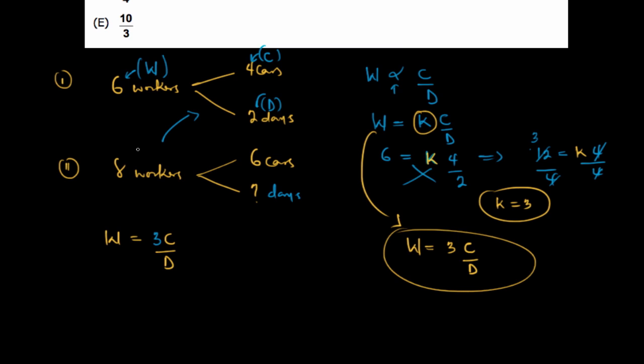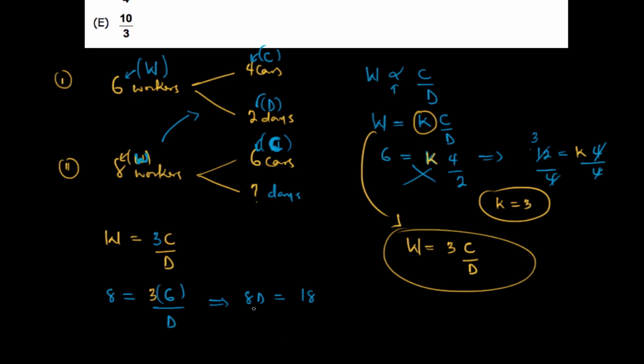Now for this question, I've been told that my W is 8, and C, which represents the number of cars, is 6, and I want to find D. So 8 equals 3 times 6 divided by D. To find D, you cross multiply. So this is going to be 8D equals 3 times 6, which gives you 18.